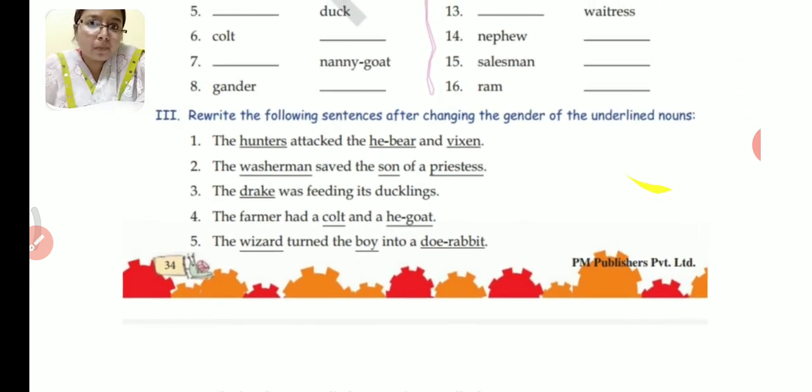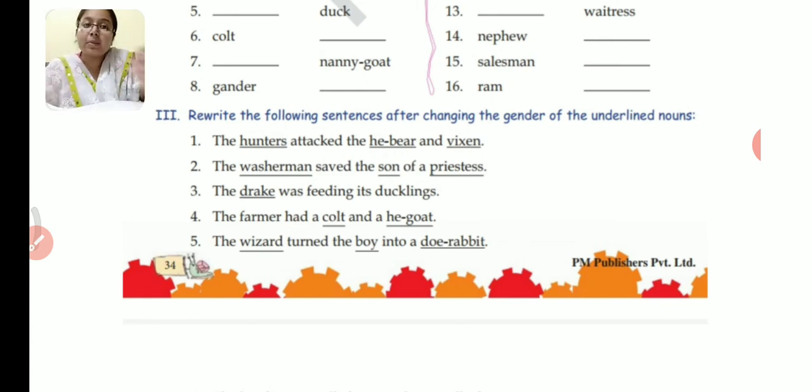Now let's come to question number 3. Rewrite the following sentences after changing the gender of the underlined noun. So here some words are underlined and you have to change the gender of these words. First one. The hunters attacked the he-bear and vixen. Here 3 words are underlined. The first is hunters, the second is he-bear and the third is vixen. So what will be the feminine of hunter? Hunter is the male. The feminine of hunter will be huntresses. The huntresses attacked the he-bear.